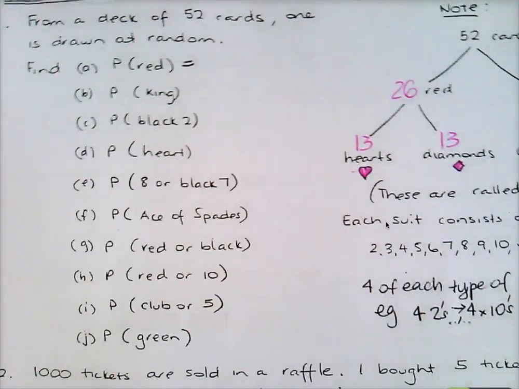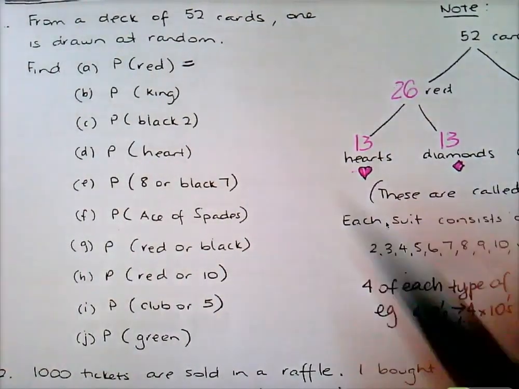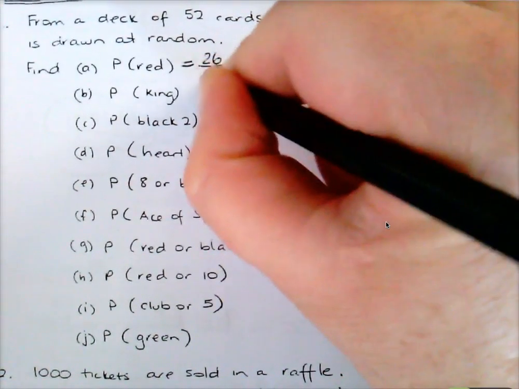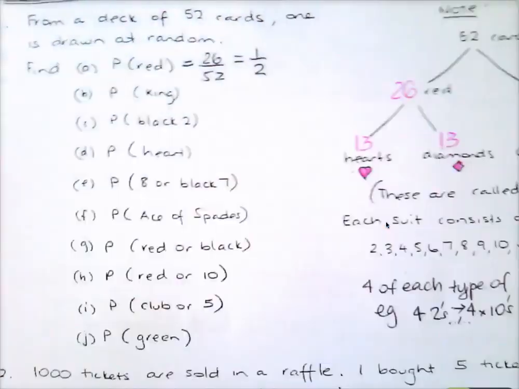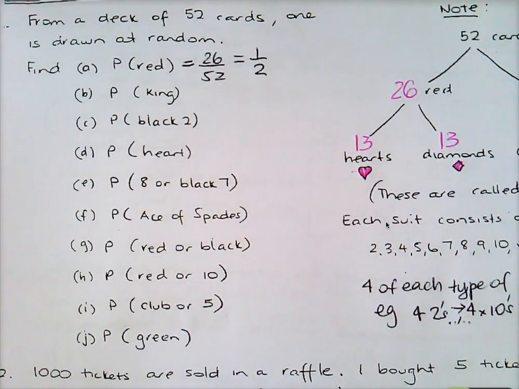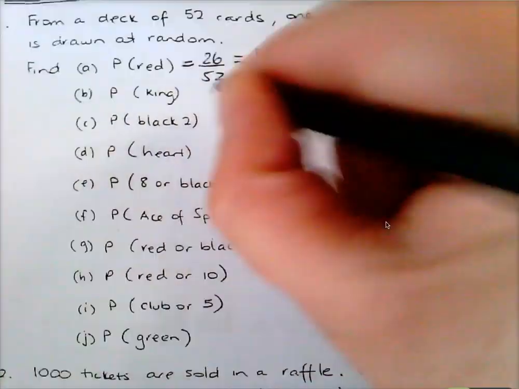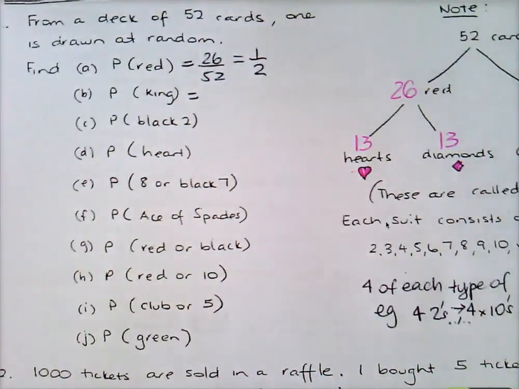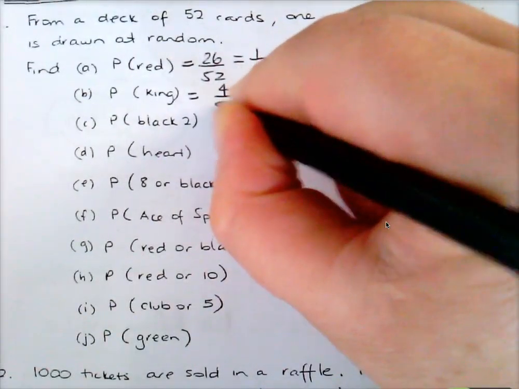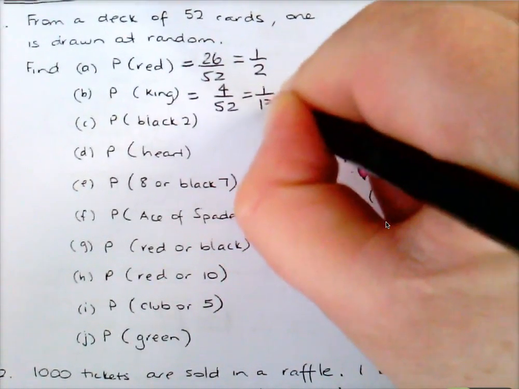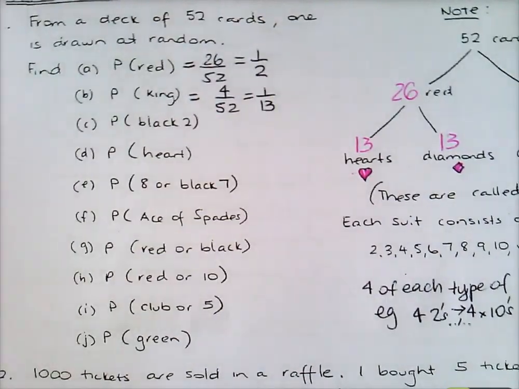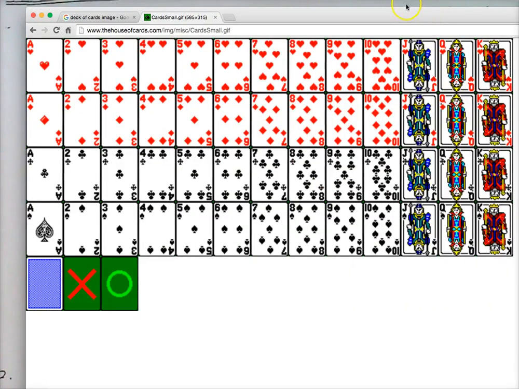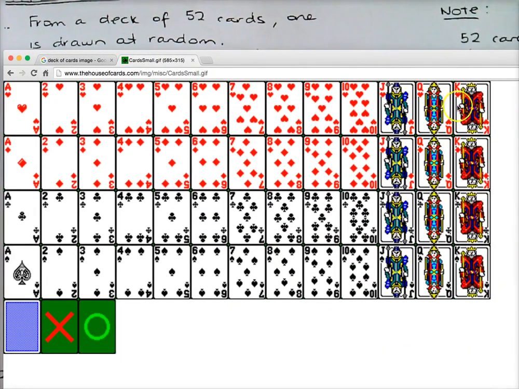Okay, let's do some examples. From a deck of 52 cards, one is drawn at random. What is the probability of a red card? You don't have to say 26 out of 52. You can do 26 out of 52, but I just say a half of them are red. All right, probability of a king. How many kings are there? It's 4 out of 52, or you could just say it's one out of every 13.